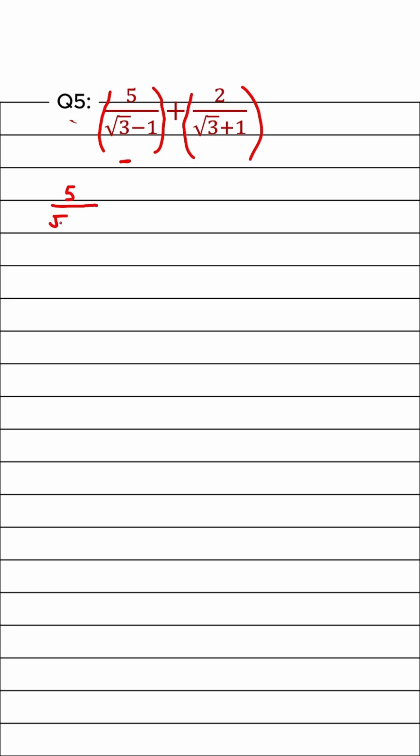5 over root 3 minus 1. Multiply top and bottom by root 3 plus 1. Plus the second fraction, which is 2 over root 3 plus 1 times root 3 minus 1, all over root 3 minus 1.